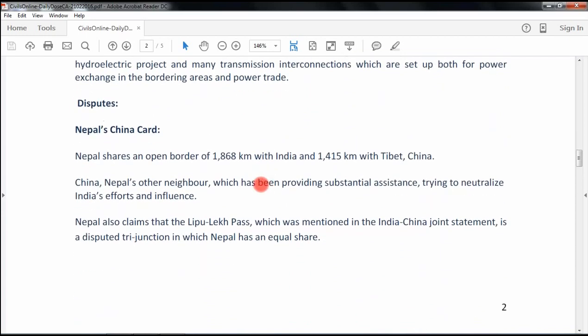Coming to disputes, yes, there are some disputes between India and Nepal. Nepal sometimes plays the China card against India. Along with India, Nepal also shares its land border with China, the Tibet region of China. China, being Nepal's neighbor, provides substantial assistance because of its huge economy size, and it tries to neutralize India's efforts and influence in Nepal.